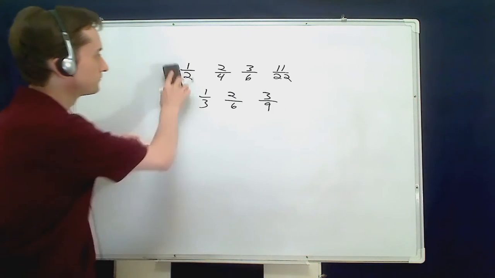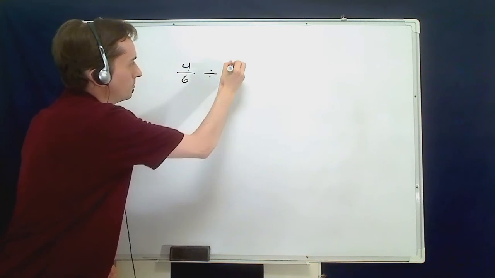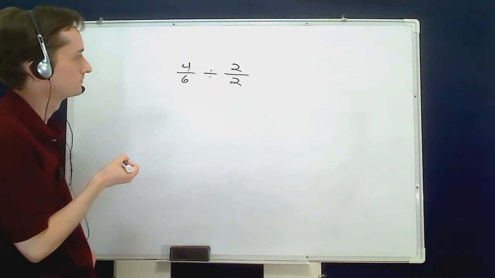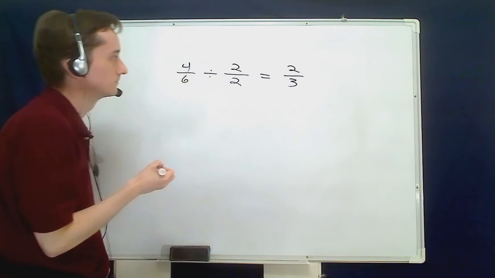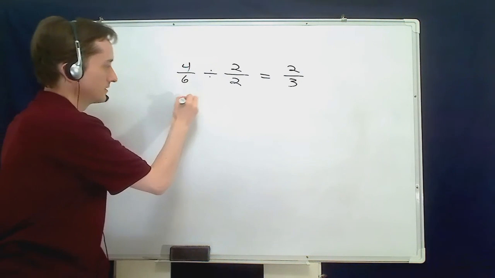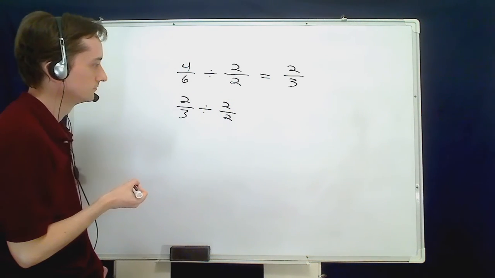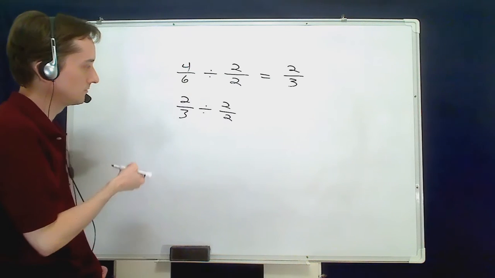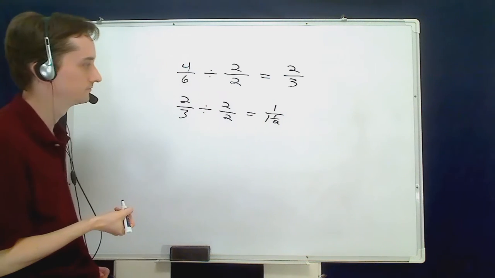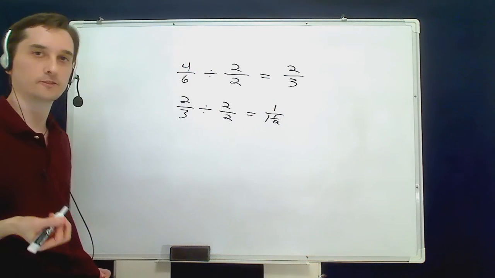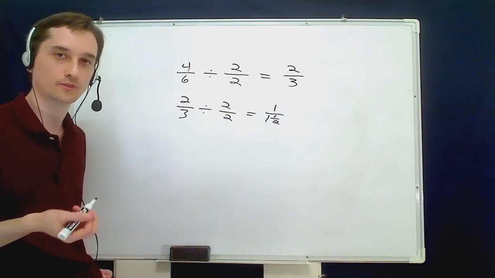For example, 4/6 can be made simpler by dividing both the top and bottom numbers by 2, giving the fraction 2/3. However, 2/3 cannot be made simpler by dividing both the top and bottom numbers by 2, because dividing both the top and bottom numbers by 2 would give the fraction 1/1.5. And having a fraction within a fraction is not simple. So 2/3 is the simplest fraction that equals 2/3.